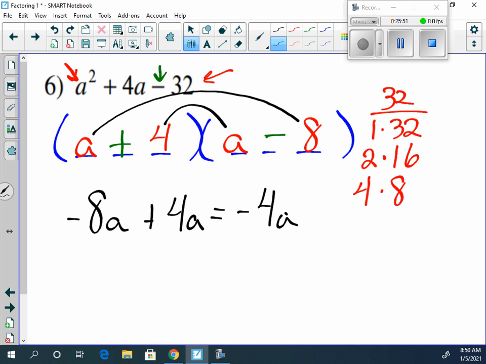yes. But what do we notice here? We wanted what? Positive 4a, yes? And what did we get? We can switch the signs. Yes.